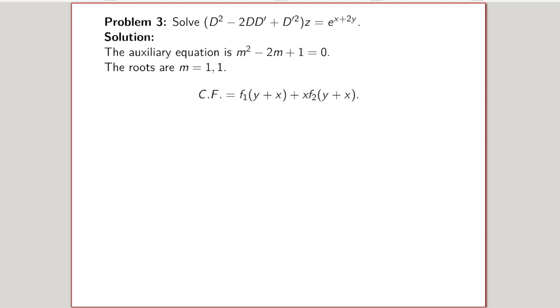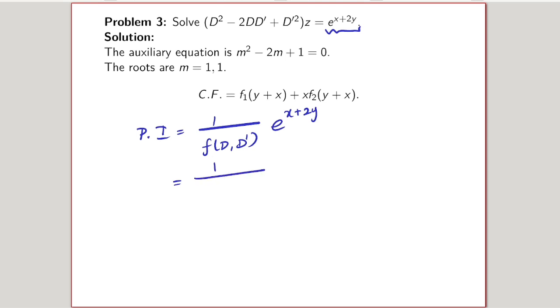After finding the complementary function, next we have to find the particular integral. I have already told you the formula for the particular integral: it is 1 by f of d comma d dash into e power x plus 2y. Since f of x comma y in this problem is e power x plus 2y, we can write the term given in the question, which is 1 by d square minus 2d d dash plus d dash square, e power x plus 2y. Now we are going to put d as a and d dash as b.